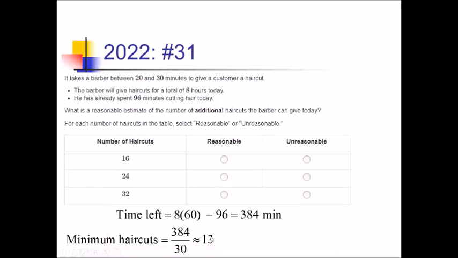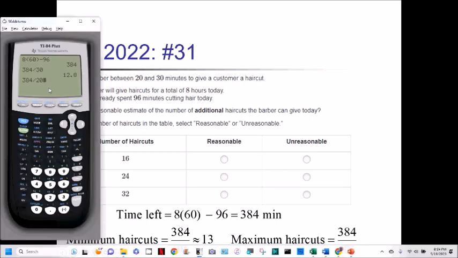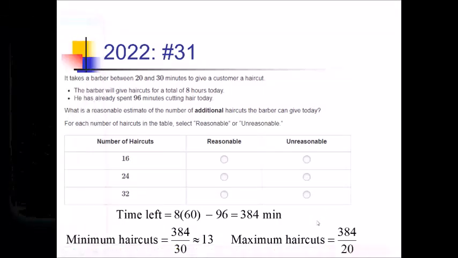Now the maximum haircuts, that'll be if you take your remaining time and somehow you just blaze through each of these with only 20 minutes spent per haircut. So this is assuming the best case scenario, at least in terms of number of haircuts delivered. And let's see what that comes out to. So 384 divided by 20, that's 19-ish. So we'll call it 19. So that means that reasonable would be somewhere between 13 and 19 haircuts.